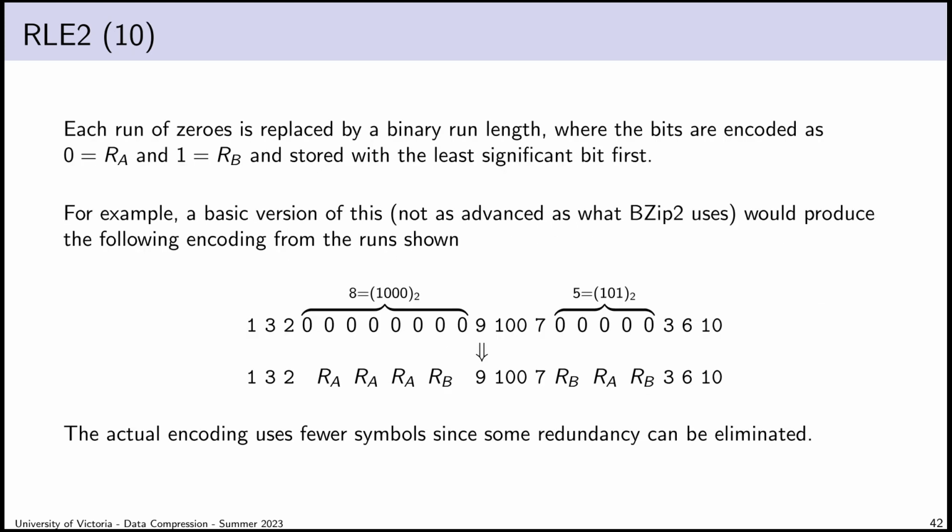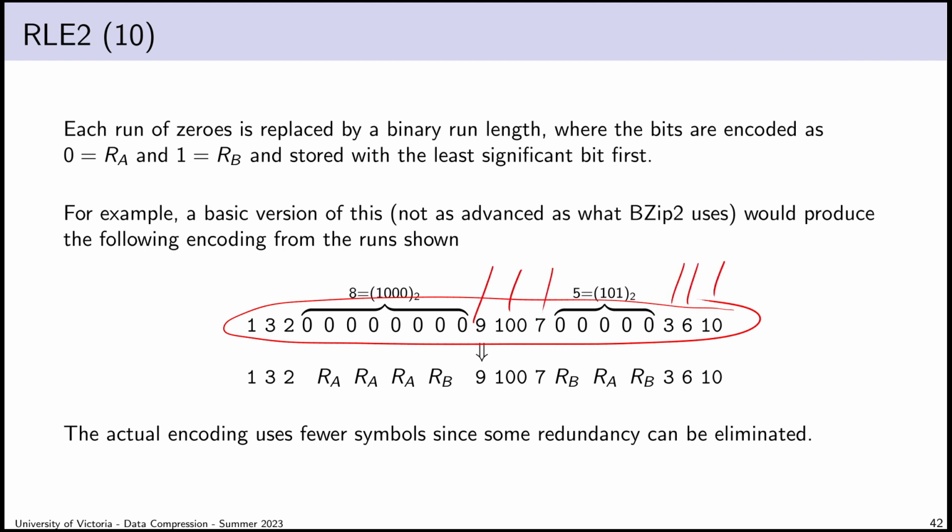So this first example isn't exactly what BZip does. What BZip does is more complicated. I'll get to that in a minute. I just want to use this to sort of ease us into the idea. So suppose I've got this sequence of move-to-front indices, 1, 3, 2, and then 8 zeros, and then 9, 107, and then 5 zeros, and then 3, 6, and then 10.